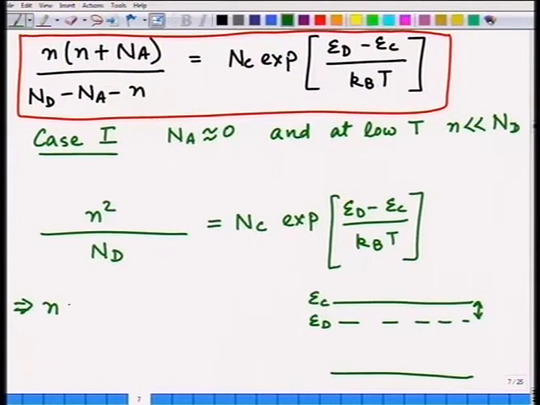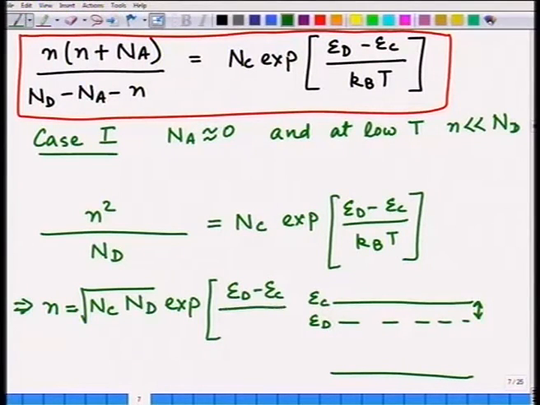All right. So, if that is the case, then clearly what is the value of N? N in that case goes as square root of N_c N_d, e to power (E_d minus E_c) by 2 k_B T.